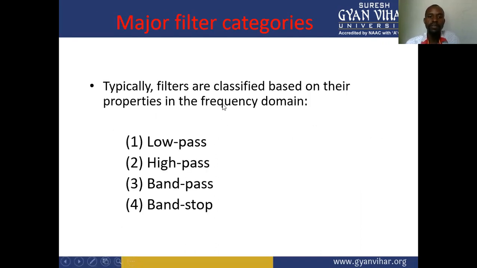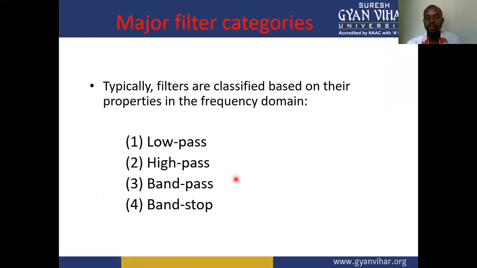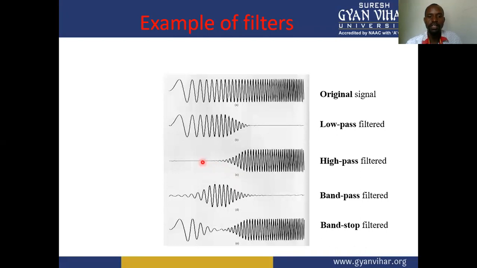Now we have major filter categories. The basic filter categories that we have are classified according to their frequency domain. So we have low-pass filters, high-pass filters, band-pass filters, as well as band-stop filters. So these are the four categories of filters that we have. We'll be looking at each one of them independently and try to understand how it works. Now, these are the corresponding diagrammatic representations of the four types of filters.